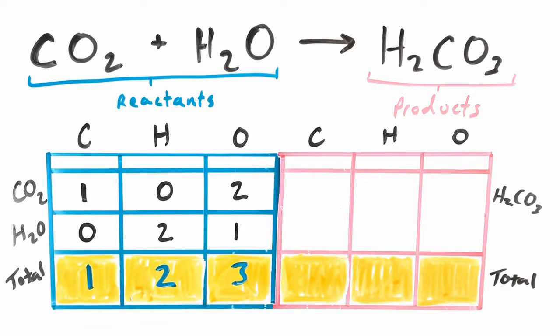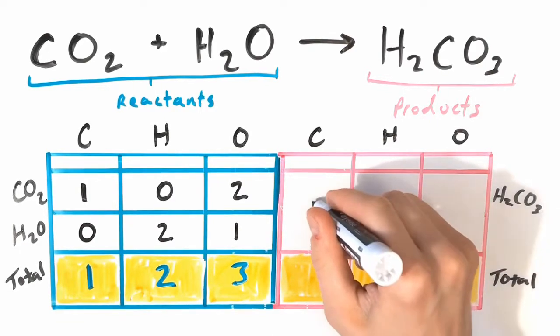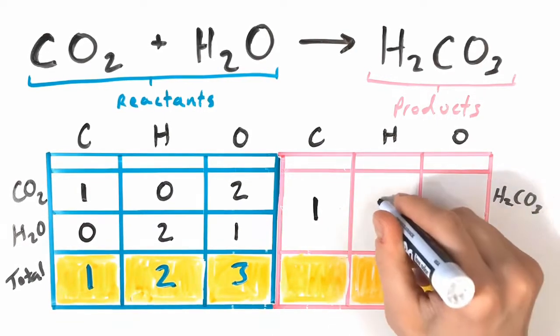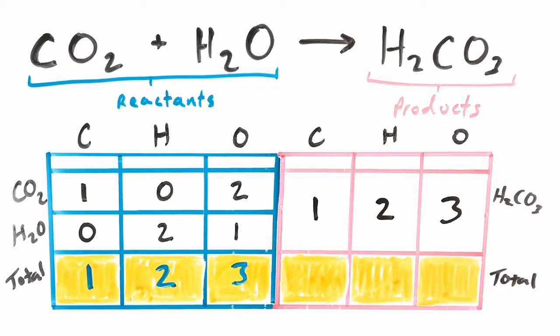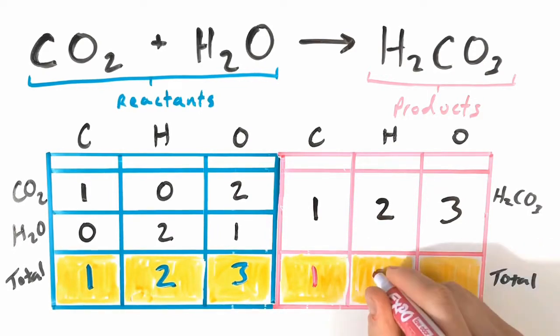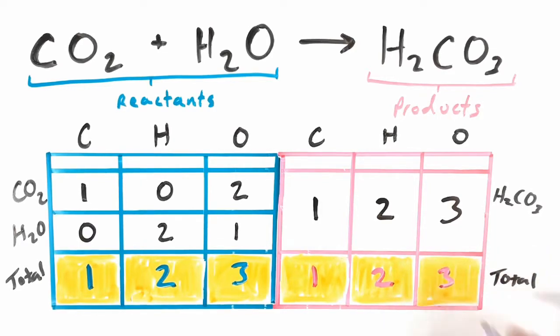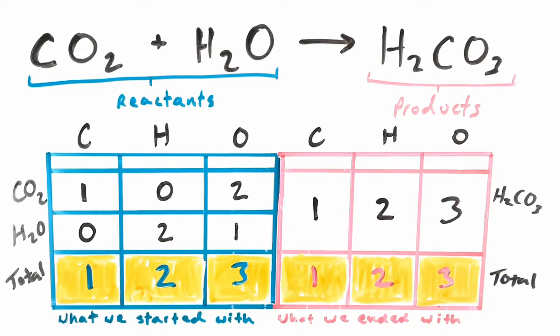The product side on the right is actually a lot easier because we only have 1 product. And in this product, we have 1 carbon, 2 hydrogens, and 3 oxygens. Now because there's only 1 product molecule, we don't really have to do any addition. That 1 molecule contains all the atoms that are in the products, so we can just bring those numbers down into the total. So with our reaction table, we have proven mathematically that the numbers and types of atoms that we started with are identical to the numbers and types of atoms that we ended with.